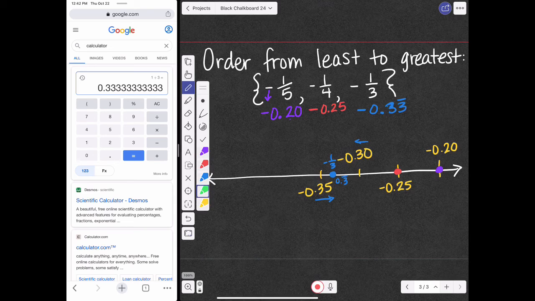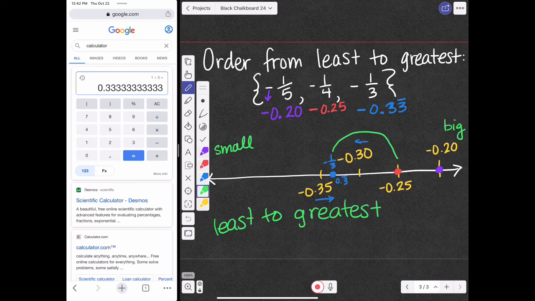So I need to order these from least to greatest. So I need to write least to greatest, and then I'm going to look. The left side of the number line is least, and the right side is the bigger side. So I'm going to go from the smallest to the biggest. So I start at the blue, then I go to the red, and then the purple.